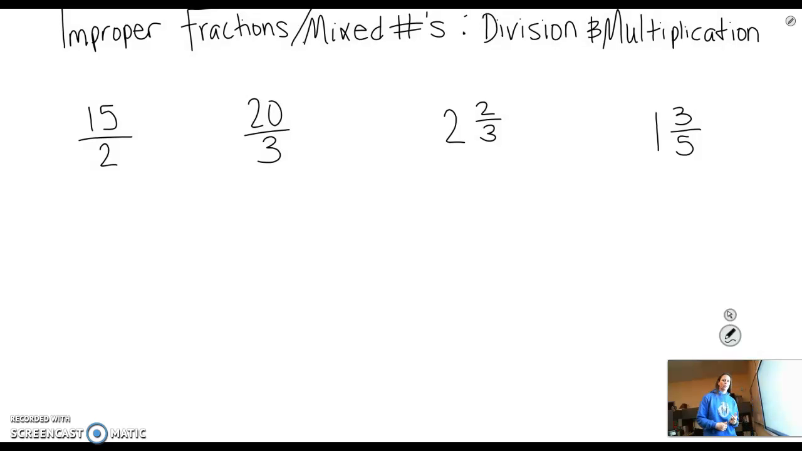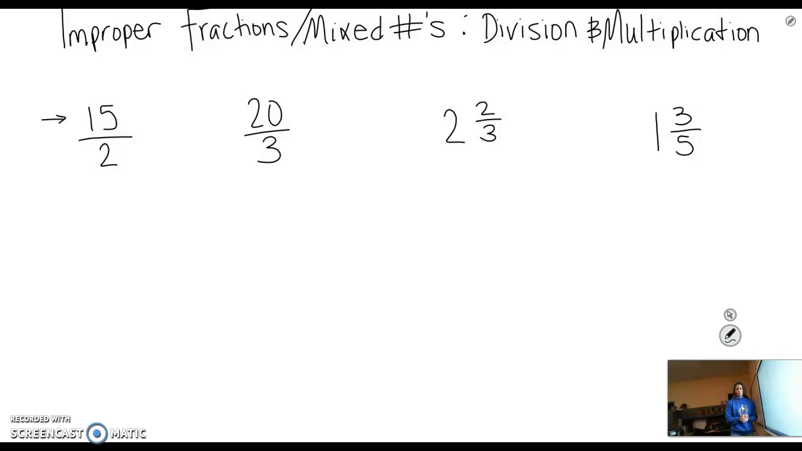Alright guys, we are going to go over improper fractions and mixed numbers using division and multiplication. We're going to start with an improper fraction of 15 over 2. We know it's improper because the numerator is larger than the denominator. Right? So that makes it an improper fraction.